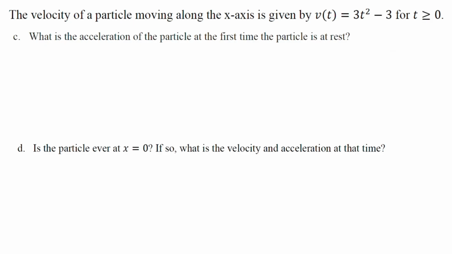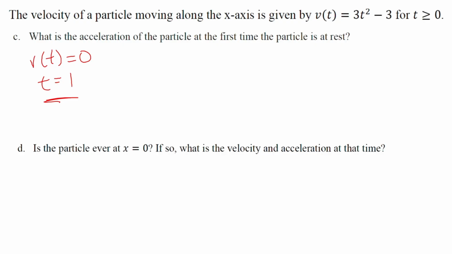All right, our next page here, we still got the same problem, same idea, but we want to know the acceleration of the particle the first time that the particle is at rest. Well, we already determined when the particle was at rest, right? We already set v of t equal to 0 and got that that happened when t was 1. So our particle is at rest at t equals 1.